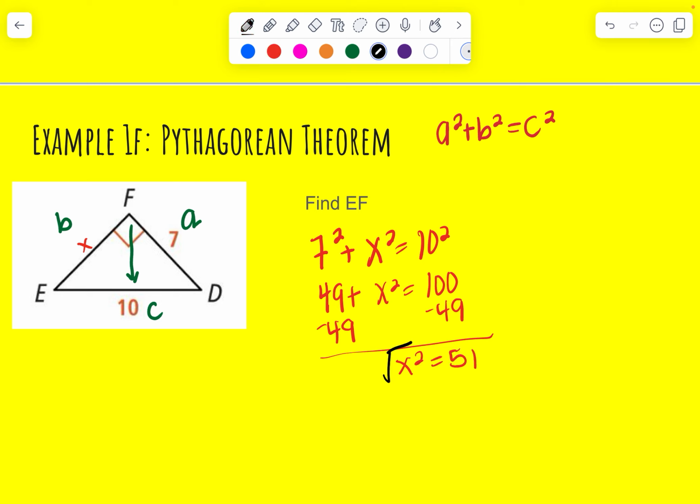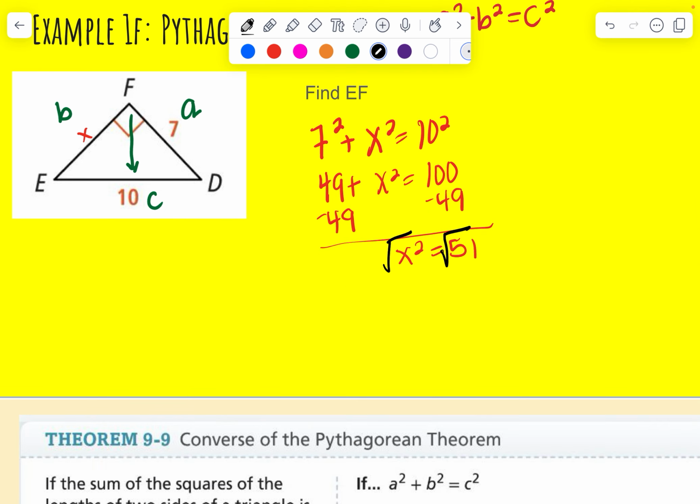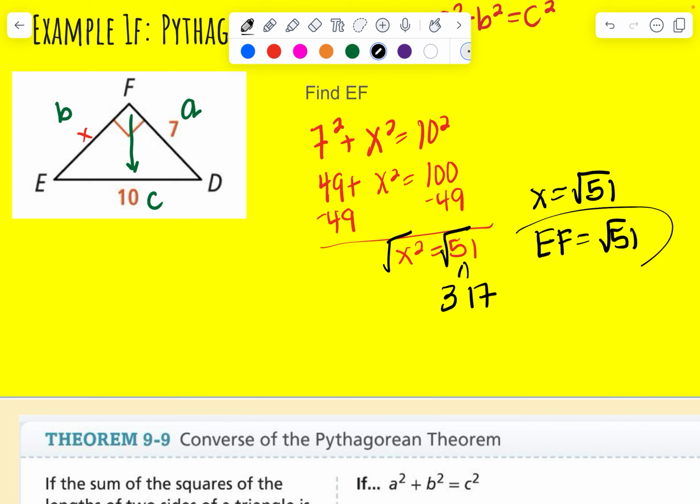If I square root 51, it is not a perfect square, but the only way to multiply to 51 is 3 and 17, so I can't simplify 51. So my final answer is just X equals the square root of 51, or EF equals the square root of 51.